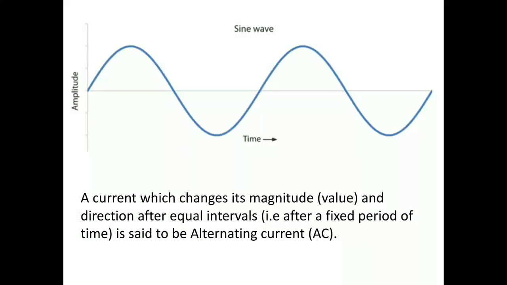On the other hand, a current which changes its magnitude, that is value, and direction after equal intervals, that is after a fixed period of time, is said to be alternating current, that is AC. If we see graphically, the value of AC current which is set to 1 ampere, at 0.5 second it is 0 ampere, at 1 second it is 1 ampere. We can say that alternating current is oscillatory.